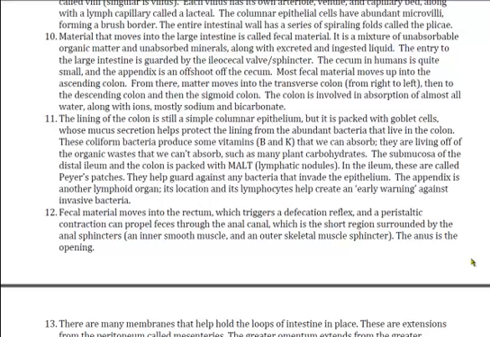The colon is involved in absorption of almost all the remaining water, along with ions, mostly sodium and bicarbonate. The intestinal cells of the colon are still simple columnar epithelium, but they're packed with goblet cells, and that mucus secretion helps protect the colon lining from the bacteria that live there. Those bacteria belong there. They're called coliform bacteria. They do us some good. They produce some vitamins, B and K vitamins, that we can absorb, and they're living off the organic waste that we can't absorb, such as plant carbohydrates.